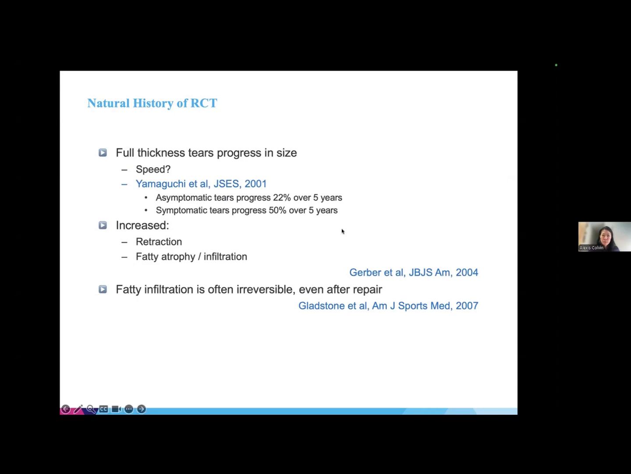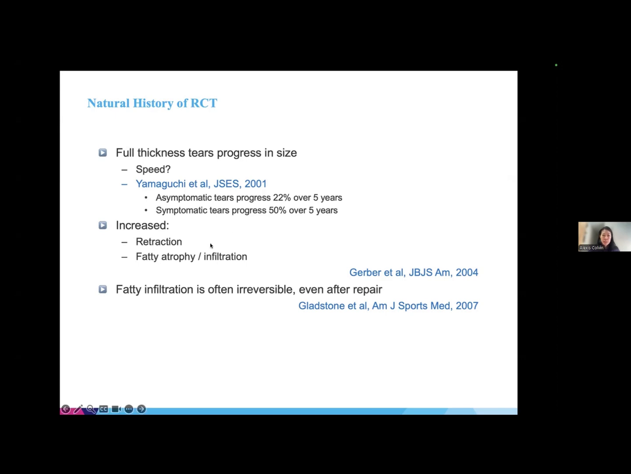If you look at this particular study here, what they saw was that if someone does not have pain, it will progress in size, but it's not very quick. But if they have a tear that is causing pain, that is something that's going to potentially get larger faster. And that's a reason to fix it surgically earlier.